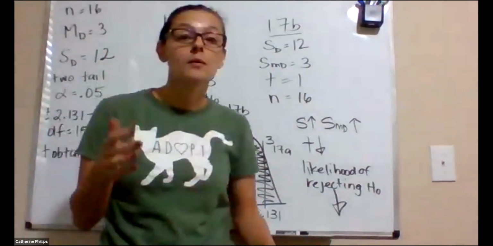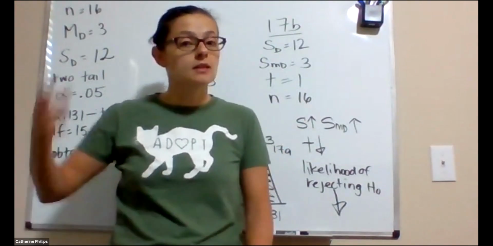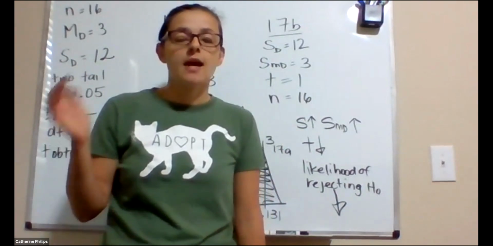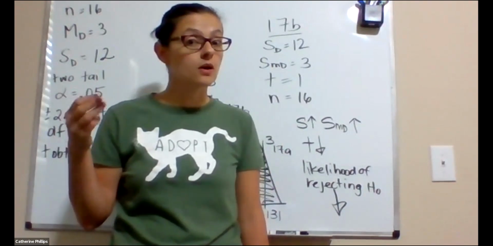Okay, so now, that's the end of this question, but what I'm going to do is go back to the values for 17A, and I'm going to calculate Cohen's d, I'm going to calculate r squared, and I'm going to do a confidence interval.